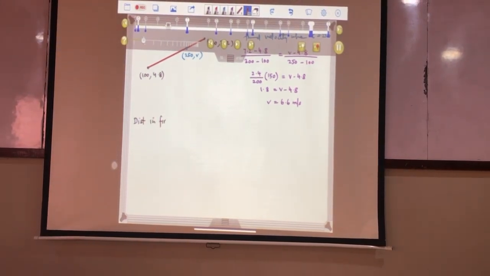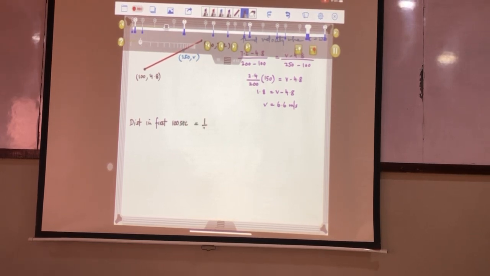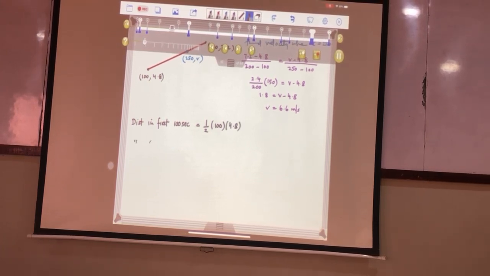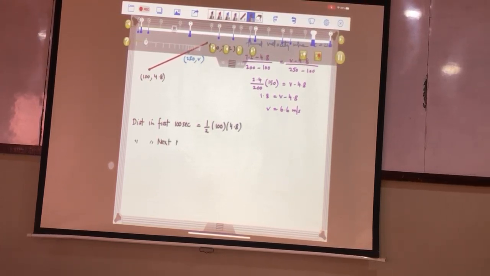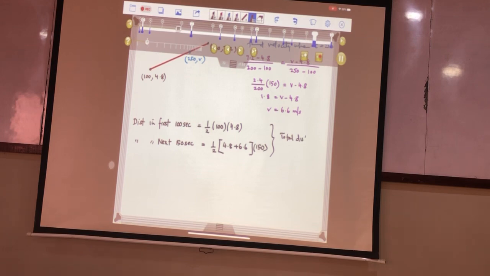Now, let me draw the graph for that portion again. During the first 100 seconds, we know that the distance is half into 100 into 4.8. During the next 150 seconds, that means from 100 till 250, we will find the value of the distance. The total distance comes out to be 1095 meters. This is what the working was.